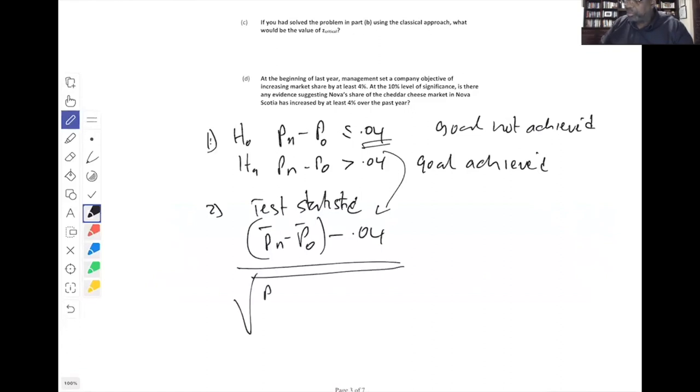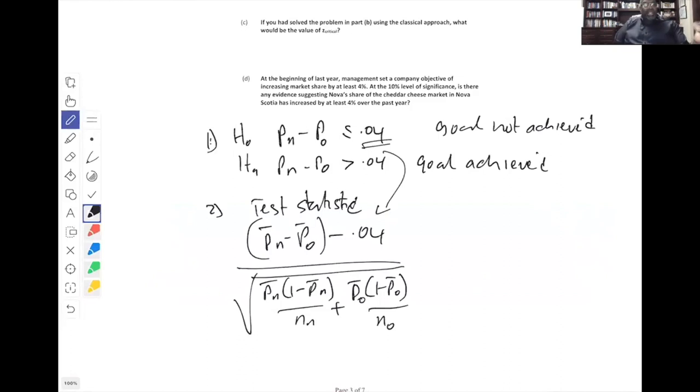And then we have no choice but to use the sample values that we have. P bar N, 1 minus P bar N over N N. P bar old, 1 minus P bar old over N old. So we are not using a pooled sample proportion now. We are using the individual proportions because we are not assuming that those two are equal in the null hypothesis.